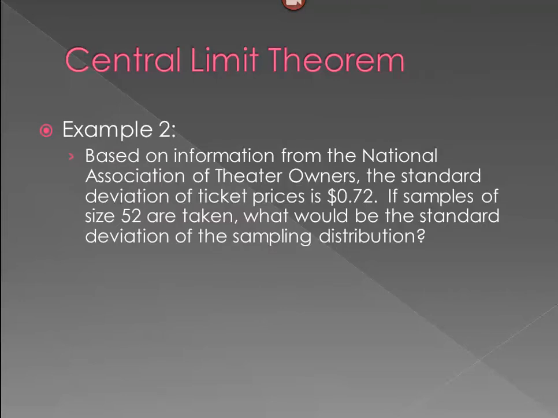Here's another example of this phenomenon. Based on the information from the National Association of Theater Owners, the standard deviation of ticket prices is 0.72. If samples of size 52 are taken, what would the standard deviation of the sample distribution be? If we take 72 cents and divide it by the square root of 52, we get 10 cents. So we went from having an average deviation of 72 cents to our samples of size 52 having a standard deviation of 10 cents.